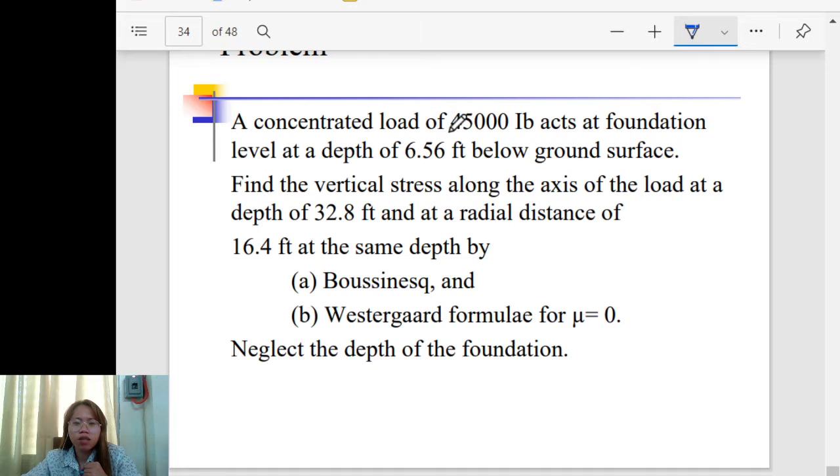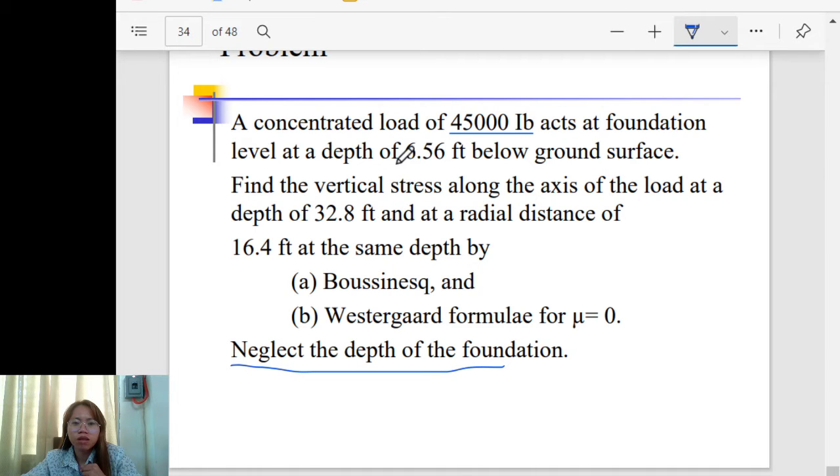We have the concentrated load, so meaning this is Q, no? Acts at a depth of 6.56 below the ground surface. So we are to neglect the depth of the foundation. So we are to neglect this one. Then find the vertical stress along the axis of the load at a depth of 32.8 feet and radial distance. So meaning this is Z, no? This is Z and radial distance of 16.4 feet, or this is R, no?